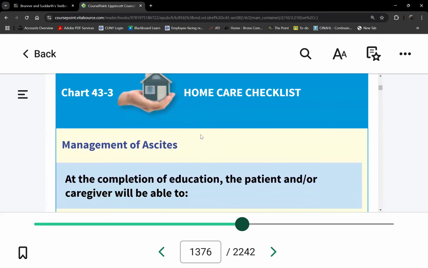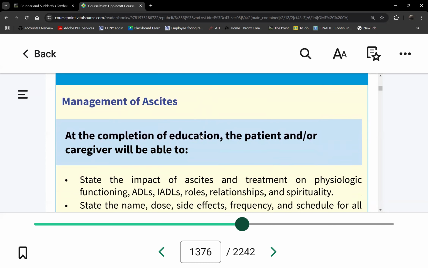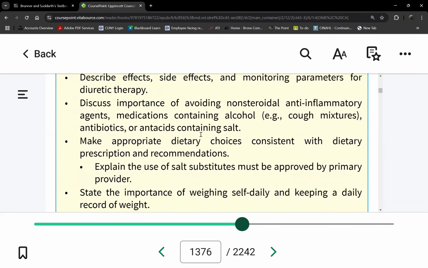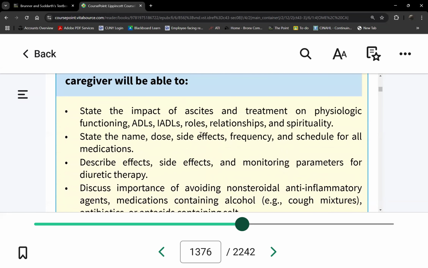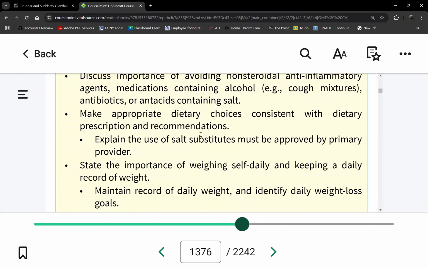So here's the ascites teaching. They inserted it here a little bit late. This should have been on the previous page. This is already the esophageal varices page, but it's here. Please read on your own. It doesn't contain anything we haven't already discussed previously.